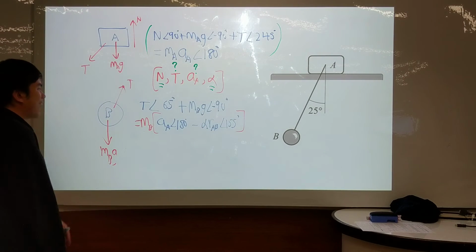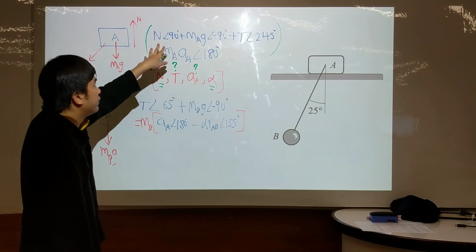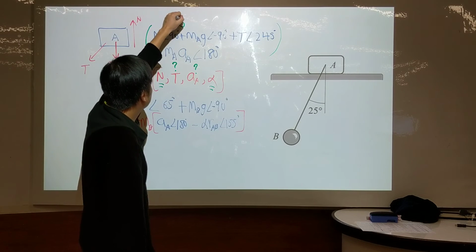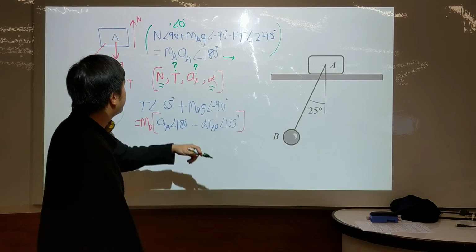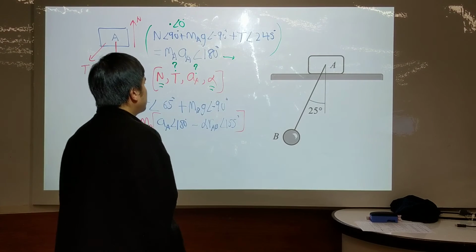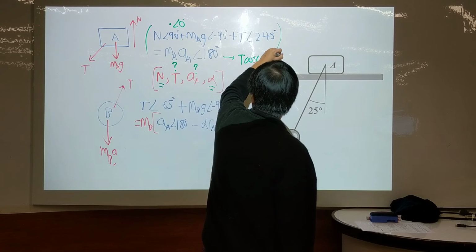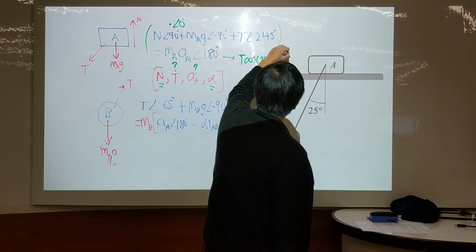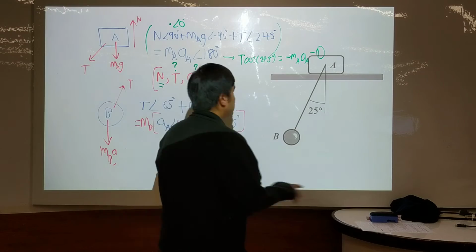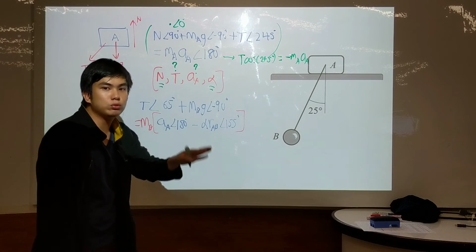Since I don't need anything about N, what I can do is dot product with a number that will eliminate N, right? So I just dot product with 0 degrees, and I create an equation without N. If I dot product with 0 degrees, I will get T cos 245 is equal to negative ma. That's the first equation: T cos 245 is equal to negative ma. I dot product with 0 degrees to eliminate N.